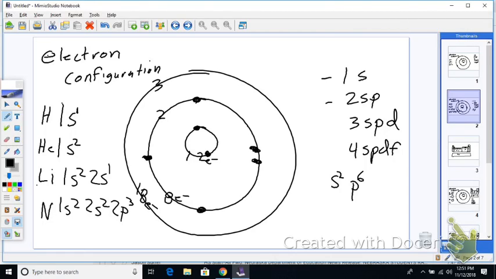So, last one I want you to do. Now we'll have to do 2 more. This is next to the last one I'm going to have you do. I want you to do potassium. No, sorry, sodium. So I want you to do sodium, write out the configuration for all the electrons for sodium.